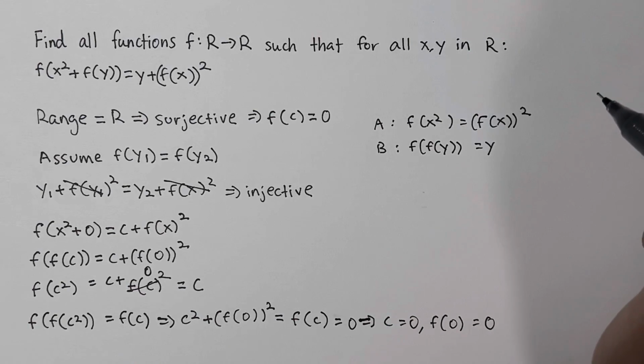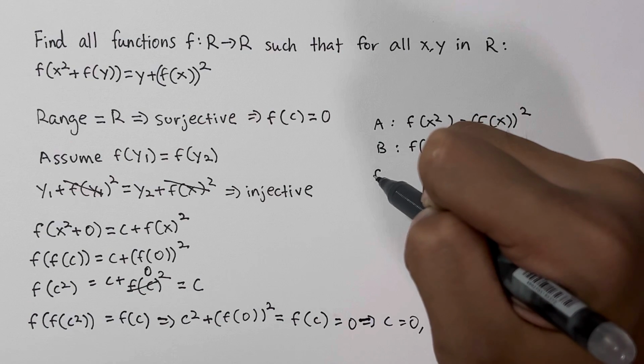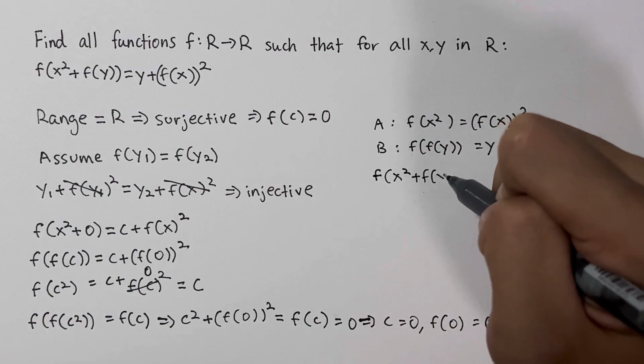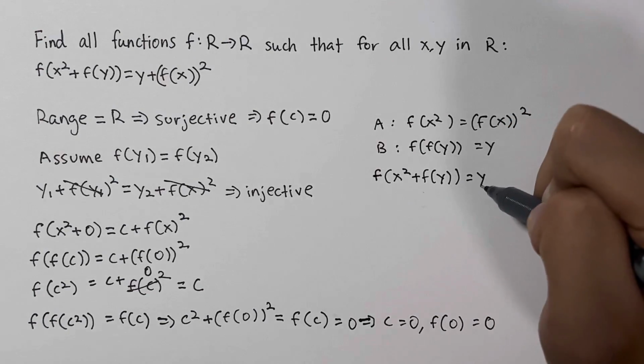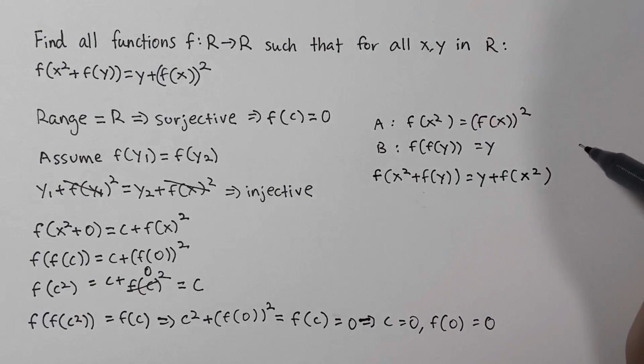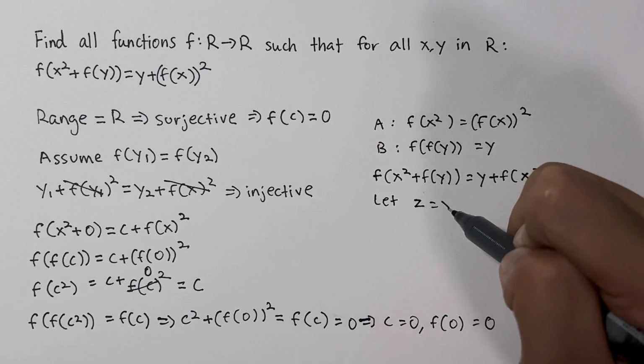Let's substitute f(x²) equals (f(x))² back into the original equation. So we'll have f(x²) plus f(y) equal to y plus f(x)². We can let z equal x².